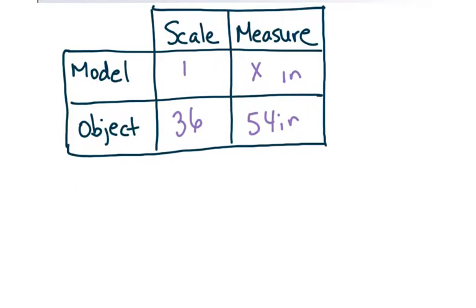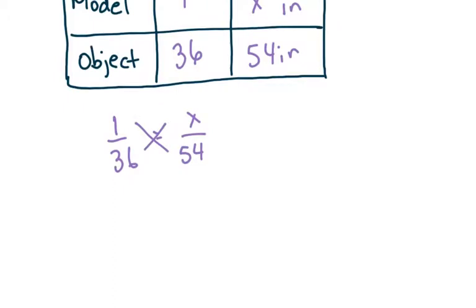Okay, so you should have written 1 over 36 equals x over 54. So that would give you, let's see, 36x equals 54. Then divide both sides by 36.